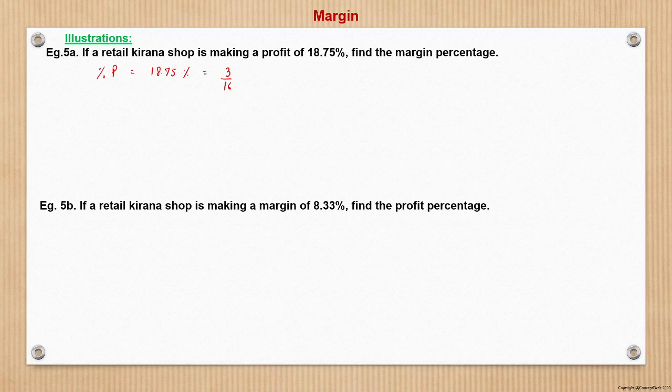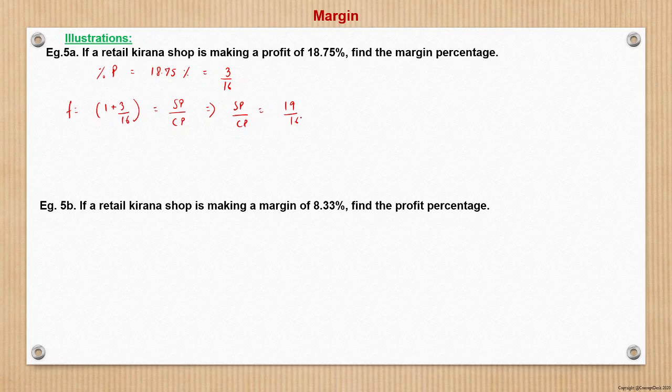Now, so 3 by 16. What will be the factor here if I want to represent the factor? So the factor will be nothing but 1 plus 3 by 16, because this is a profit. Had it been a loss, it would be 1 minus 3 by 16, right? And this will be SP upon CP, right? This we have seen. So here basically we can say that SP upon CP is nothing but 19 by 16.